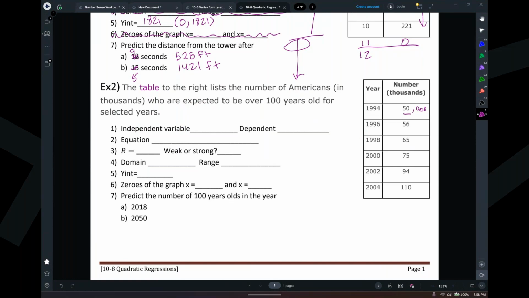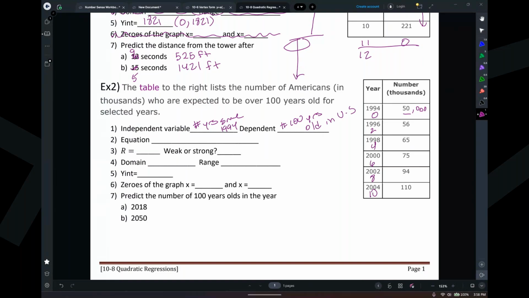The independent is, now be careful, this is number of years since 1994, right? And the dependent would be the number of 100-year-olds in the US, right? Okay. So that means 1994 would be 0. This would be 2, 4, 6, 8, and 10, right?